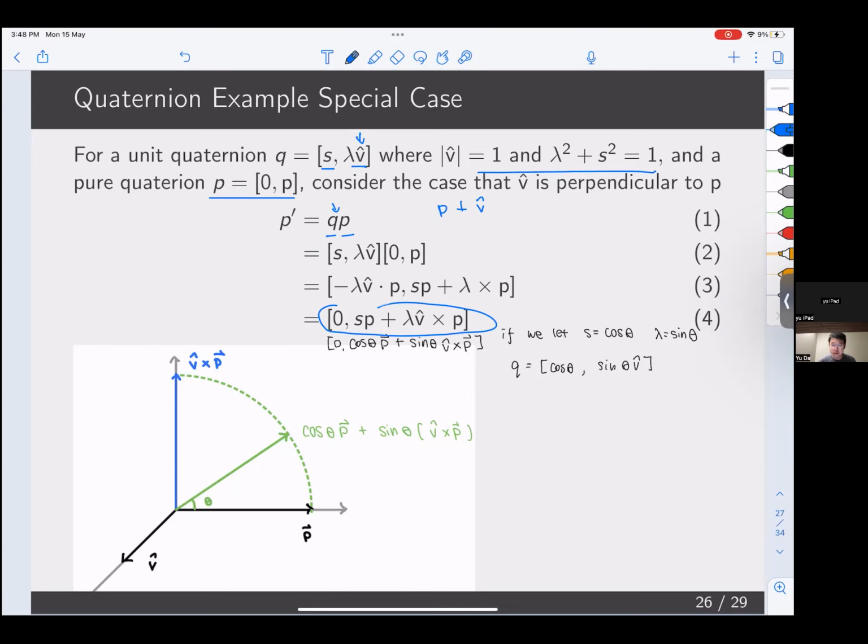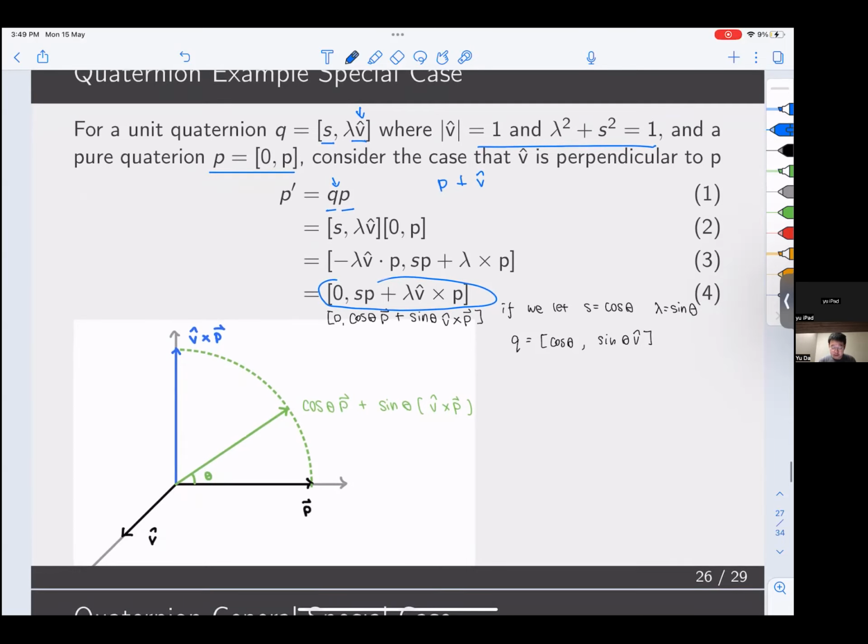Just to mention, the reason why we want to use a pure quaternion is that it only has the vector part and those three bases. So the vector part we can directly use in three-dimensional space; it corresponds to a vector in 3 dimensions. And then we can see that if we apply Q to P, we'll get a pure quaternion.